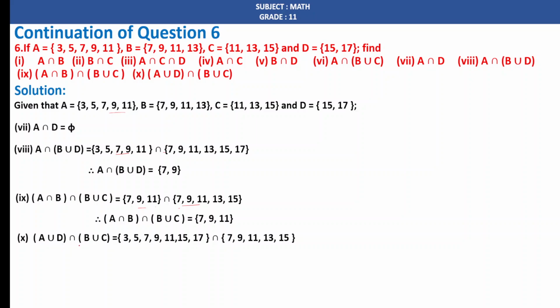(A union D) intersection (B union C). A union D means we are combining A with D, so 3, 5, 7, 9, 11, 15 and 17. Then intersection with B union C, which is 7, 9, 11, 13, 15. Therefore, the common elements between these are 7, 9, 11, 15. So (A union D) intersection (B union C) is the set with the elements {7, 9, 11, 15}.